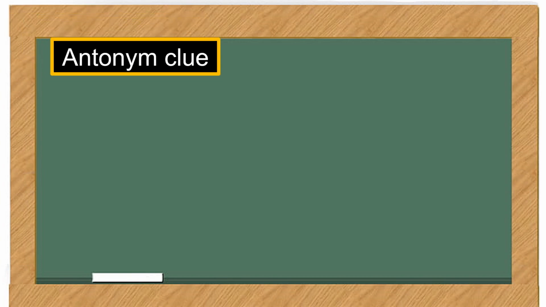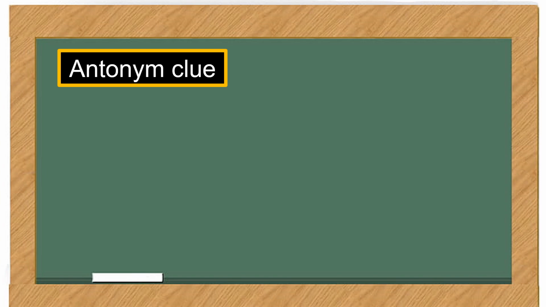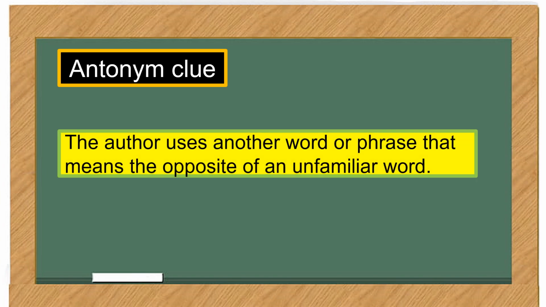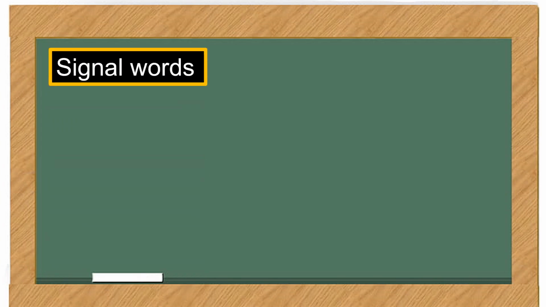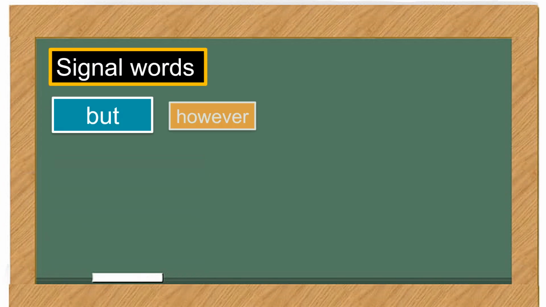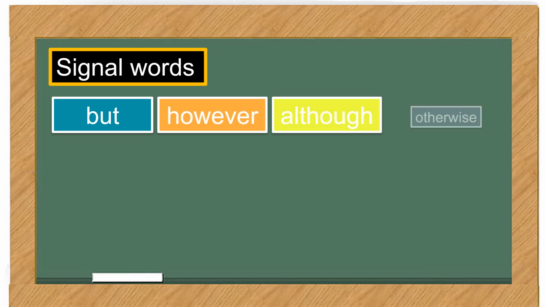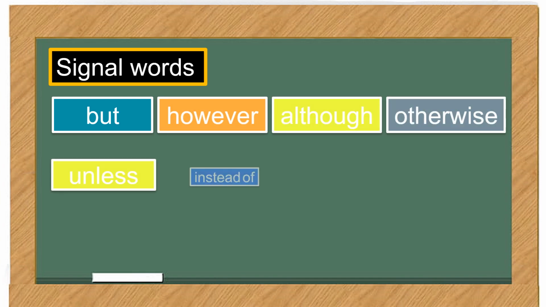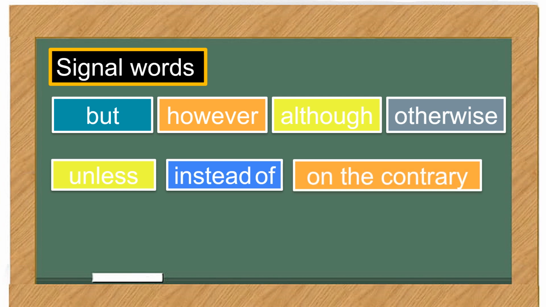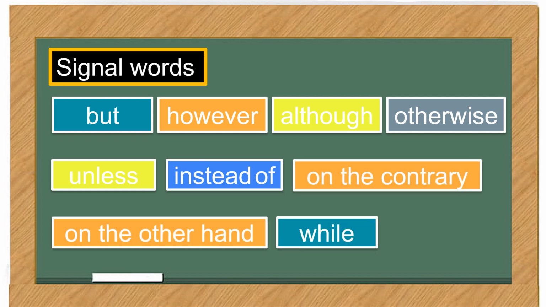Another type of context clue is the antonym clue. In this type of clue, the author uses another word or phrase that means the opposite of an unfamiliar word. Some signal words that we use in antonym clues are but, however, although, otherwise, unless, instead of, on the contrary, on the other hand, while, and unlike.